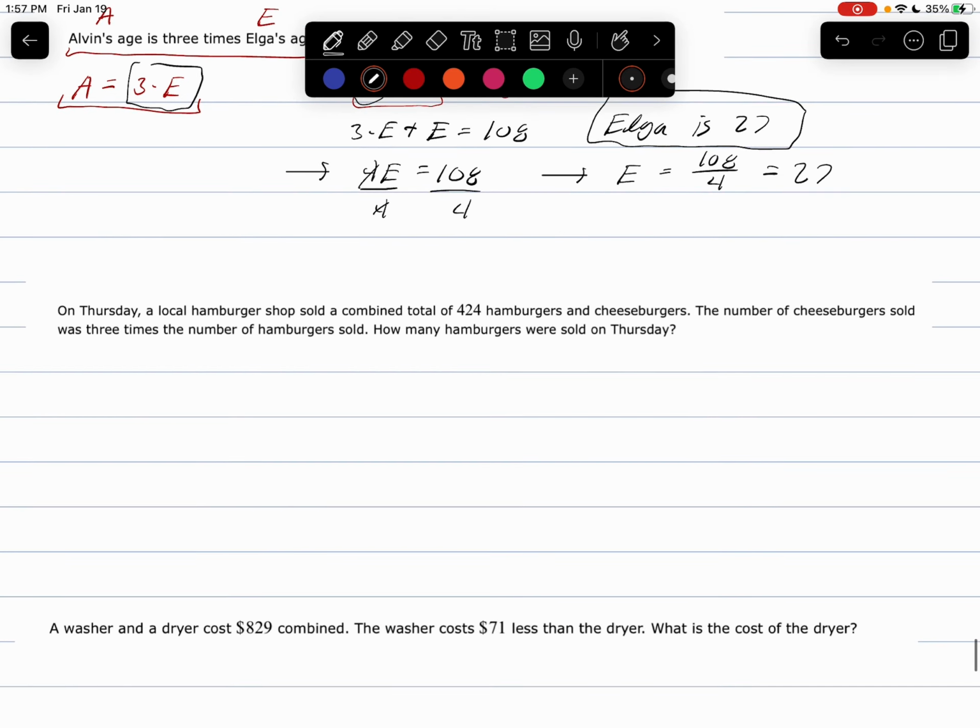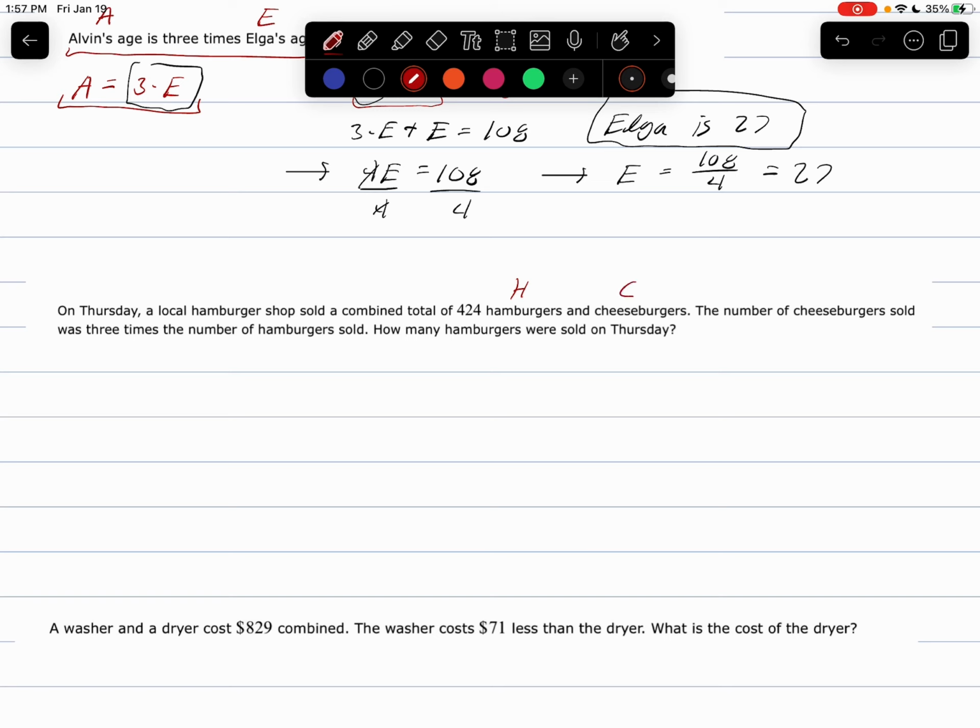Here it says, on Thursday, a local hamburger shop sold a combined total of 424 hamburgers and cheeseburgers. The number of cheeseburgers sold was 3 times the number of hamburgers sold. How many hamburgers were sold on Thursday? Let's start by seeing if we can assign some variables. It looks like we're dealing with hamburgers and cheeseburgers, so let's use an H for hamburgers and a C for cheeseburgers.